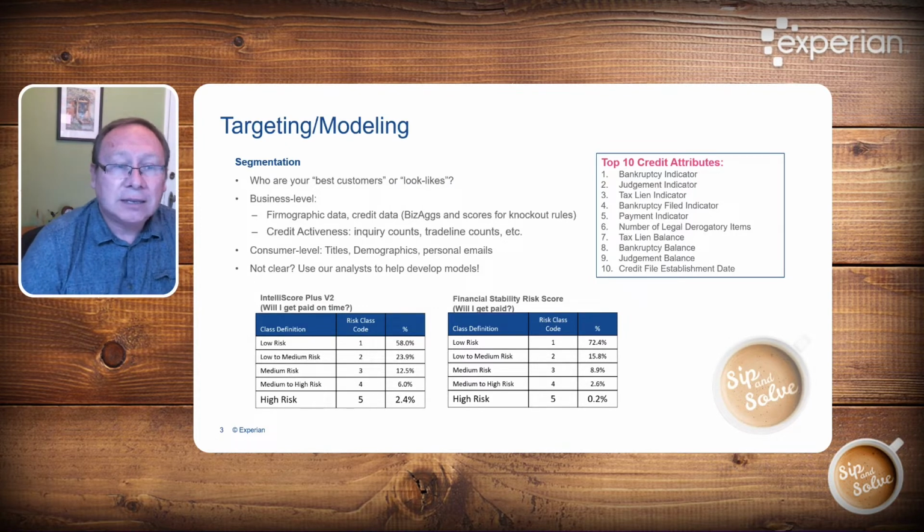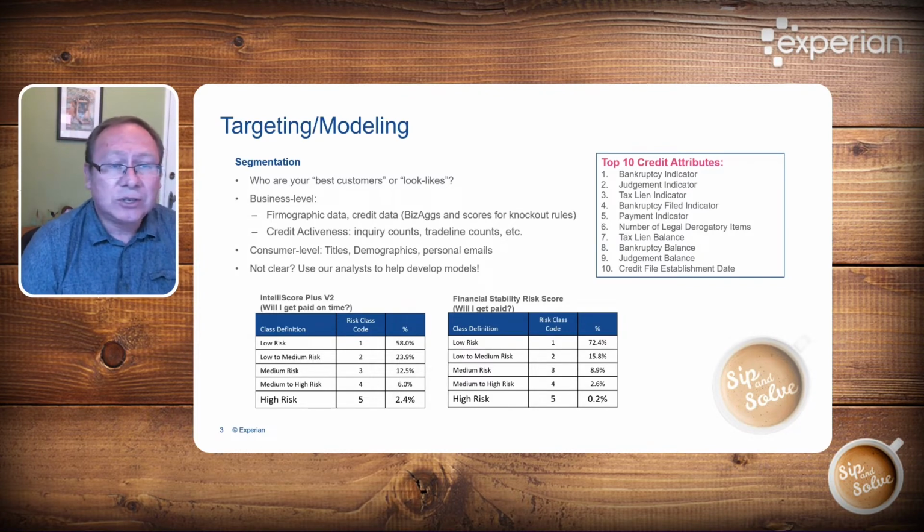And then lastly, take a look at credit scores. We have IntelliScore Plus or IPV as one score. It basically helps to judge how well do these businesses pay on time. Another score to look at is the Financial Stability Risk Score or FSR. And that score basically tells you how financially stable is this company? Will you get paid?